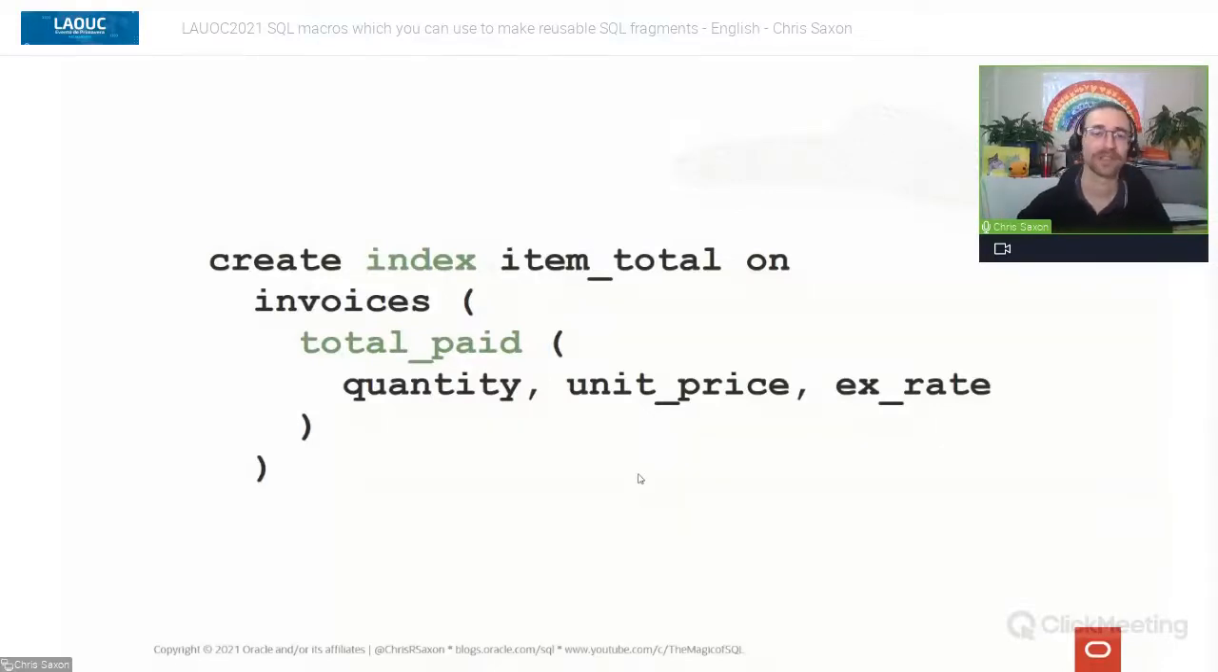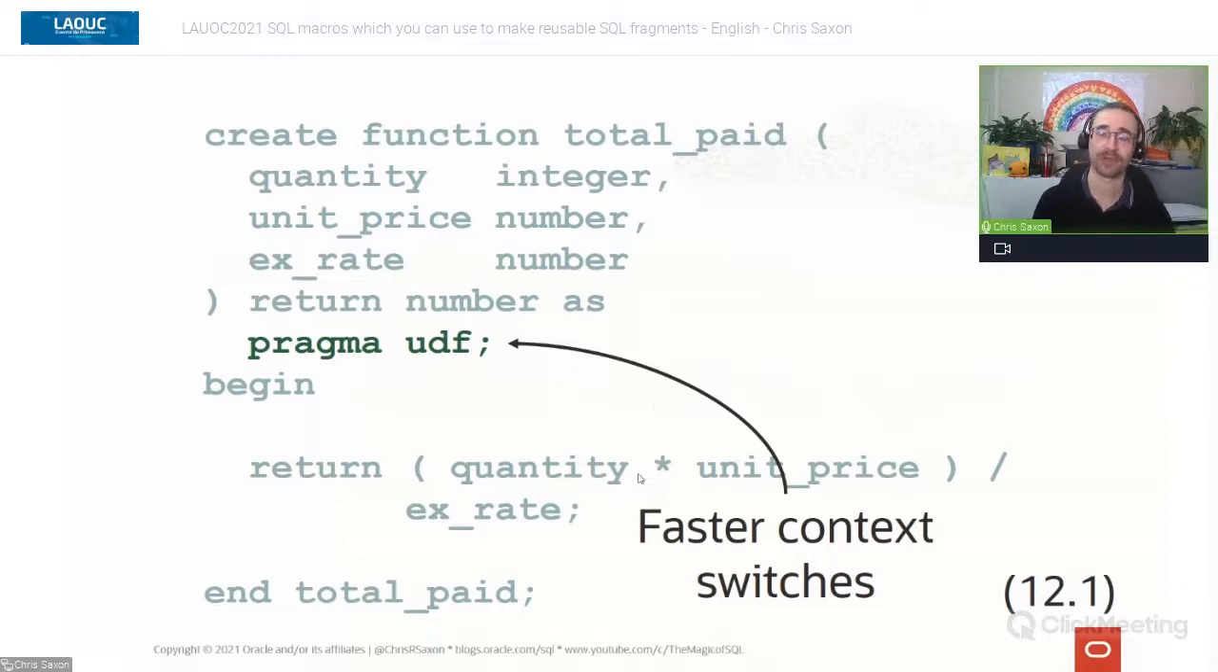Another thing you could do is, in 12c, we added this new pragma, UDF, user-defined function, which lowered the cost of that context switch, so made it a bit faster. It didn't eliminate it entirely, it's still there, but it did make it a little bit quicker. So we can use these and they can help in some scenarios, but not all.